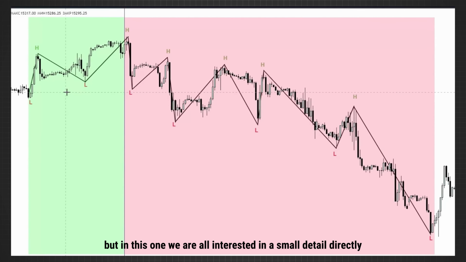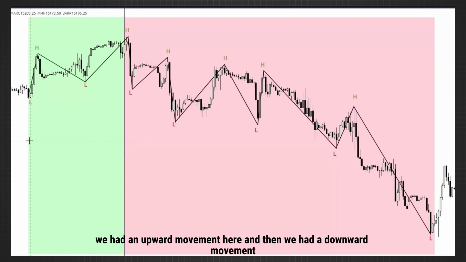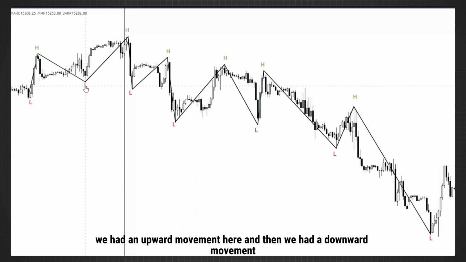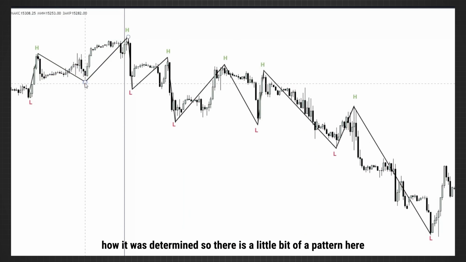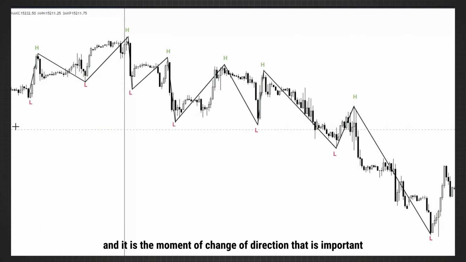But in this one, we are all interested in a small detail directly. That is, we had an upward movement here, and then we had a downward movement, how was it determined? So there is a little bit of a pattern here. Once again, when tops are broken, we have an upward movement. When the bases are broken, we have a downward movement. And it is the moment of change of direction that is important.